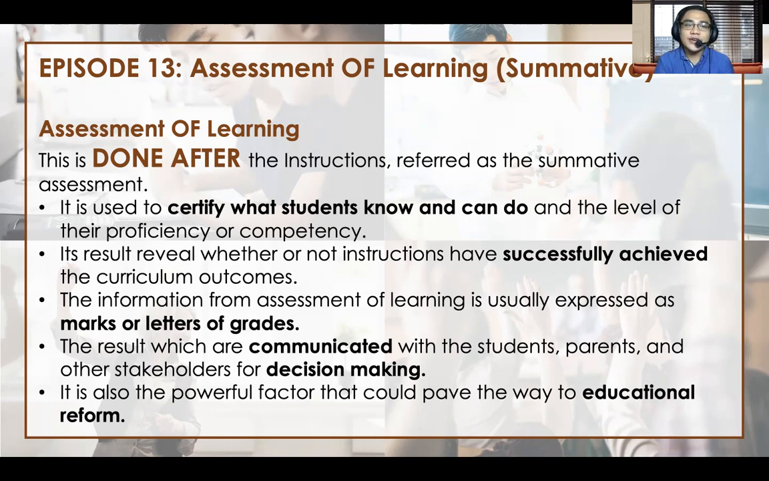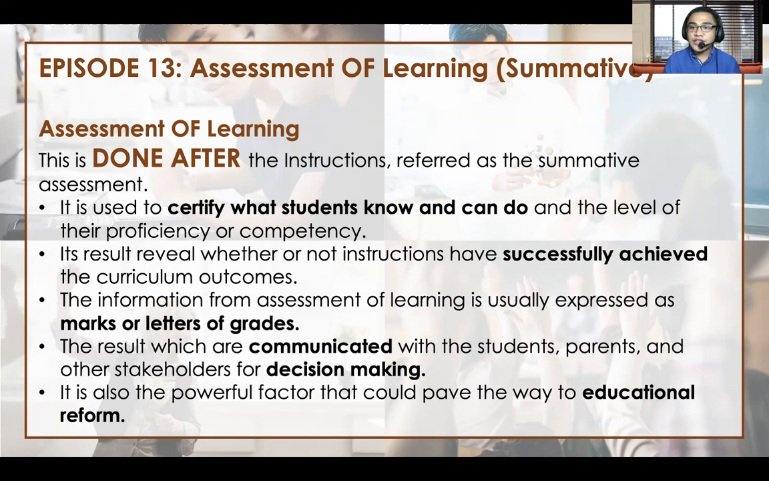Okay, so assessment of learning again would fall on the summative assessments, and this is done after the instruction. That's why it's called the summative assessments, the totality of the learning. Okay, so it is used to certify what students know and can do at the level of their proficiency and competencies. Remember that there are competencies, proficiencies expected per year level. So it has to be attained, okay?